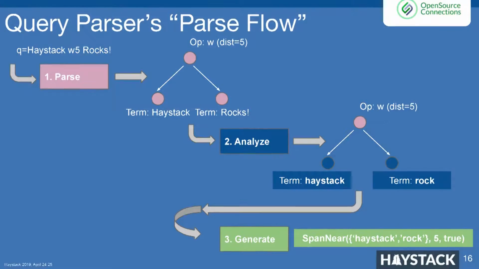So that's step one. Step two is the analysis of the search terms, a search phrase at the leaves of the tree, right? So this is where you're going to find yourself taking haystack, lowercase, taking rocks, lowercase, remove the exclamation mark. Whatever you have in your analysis is happening here, right? And curiously enough, again, the surround query parser out of the box apparently doesn't do this.